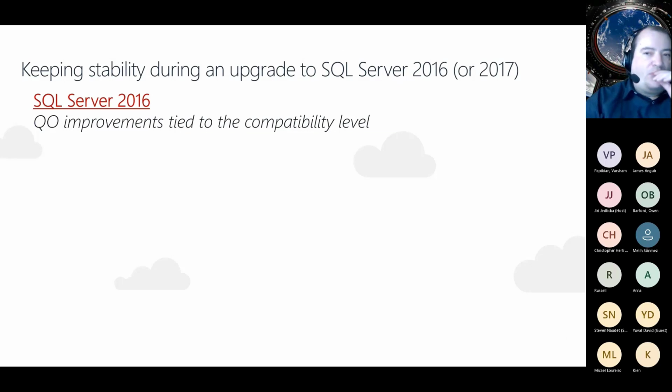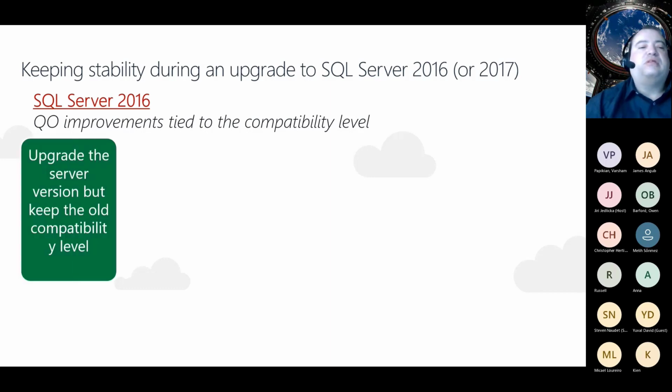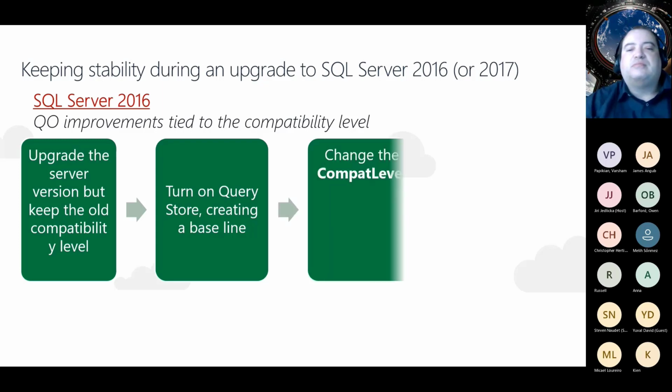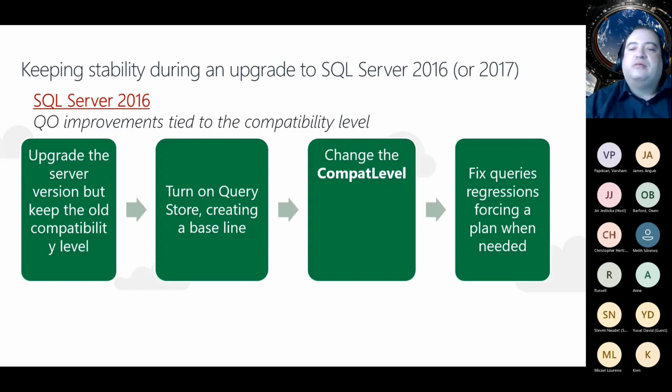So, keep stability during an upgrade from 2016 to 2017, for example. Upgrade the server version, but keep the old compatibility level, turn on Query Store, creating a baseline. Query Store is absolutely great to create a baseline for the execution of our server. Then we change the compatibility level, check the results, and fix any possible regression pointed out by Query Store by forcing the old query plans. We can force the old query plans and in this way fix any possible regression.